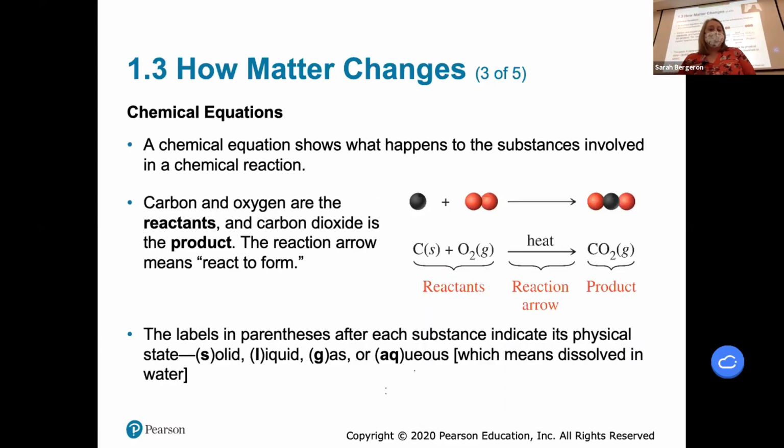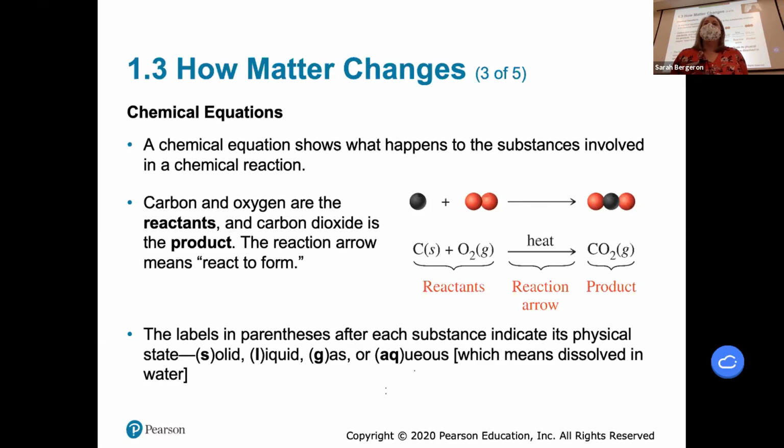All right, so how do we represent how things change? We use chemical formulas. I know you've seen chemical formulas before. On the left-hand side of any chemical formula, we have reactants. And on the right-hand side, we have products. This little arrow in the middle means they react to form. So we go from reactants to products.